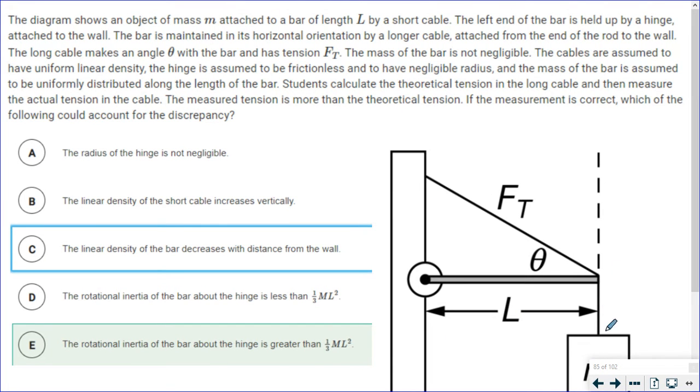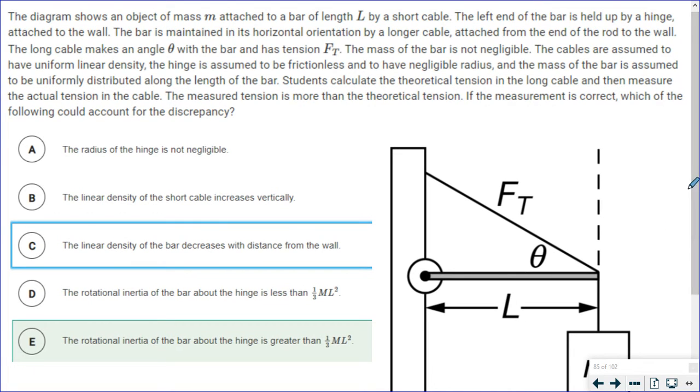We have another diagram here, lots of static equilibrium problems here. This particular setup is a lot to read through, lots of negligible things. But it asks at the end here, they measure the tension in this cable, and the students calculate the theoretical tension, and they measure the actual tension, and the measured tension is more than the theoretical tension.